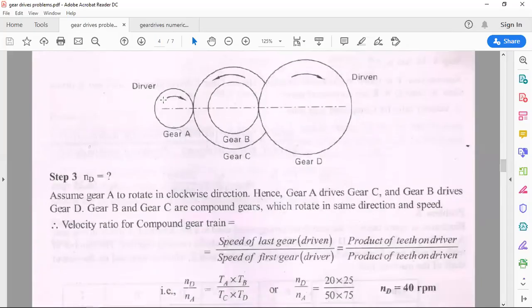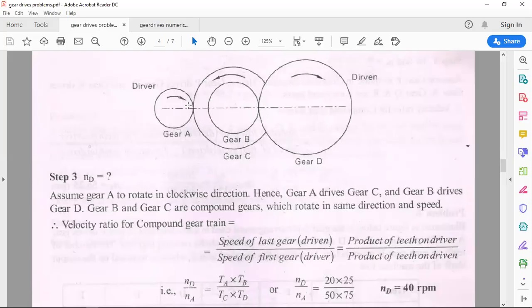See here, if you look at gear A, gear B and gear C, gear B and gear C are on the same shaft. But gear A meshes with gear C, and gear B meshes with gear D. See the point of contact here: B and D, not C and D. Whereas the point of contact here is A and C.